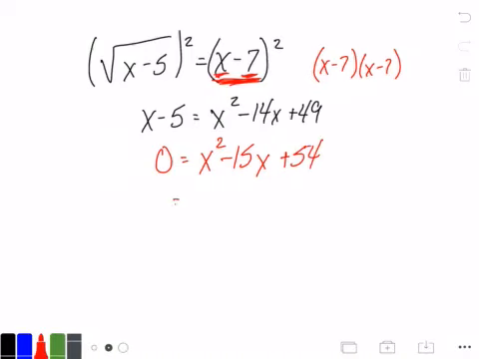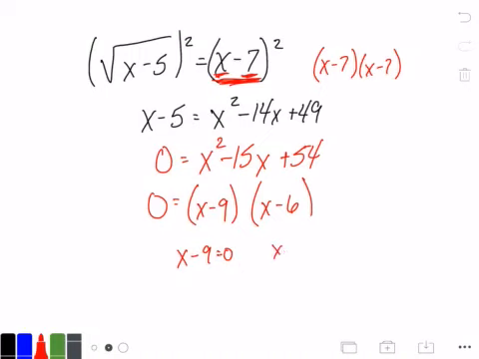This particular problem, I can factor this the old method. Factors of 54 that add together to give you negative 15: that's negative 9 and negative 6. Since the product of these equals 0, we set them both equal to 0. x minus 9 equals 0, x minus 6 equals 0. And sure enough, here you're going to get x equals 9 and x equals 6.